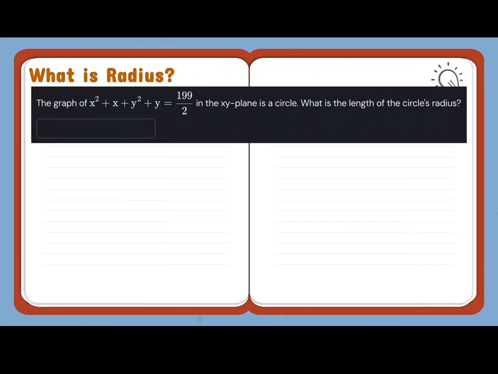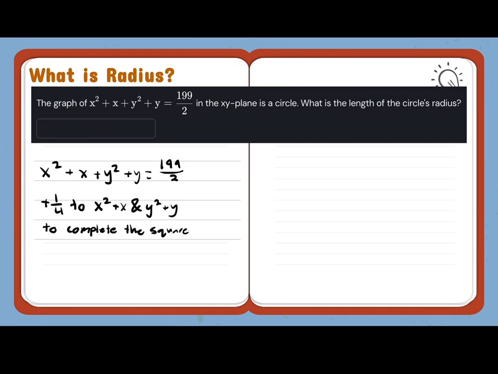Okay, what is the radius for this question? We have a graph of x squared plus x plus y squared plus y equals 199 over 2. You might be really confused on what to do here, but we pretty much have to find a way to simplify this x squared plus x and y squared plus y as much as possible. The easiest way to do that is to complete the square. And we can do that by adding 1/4 to both.